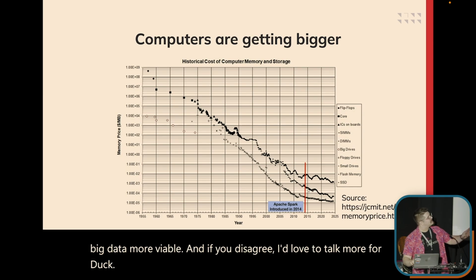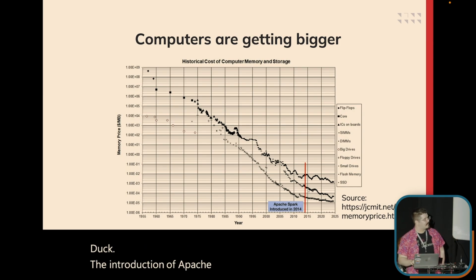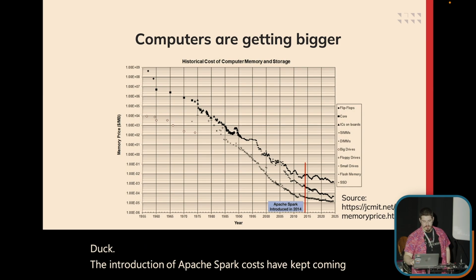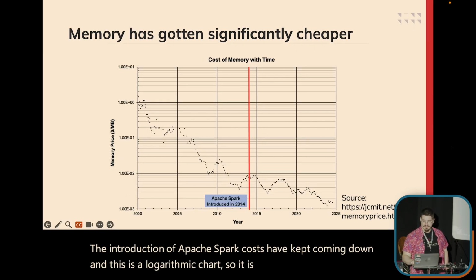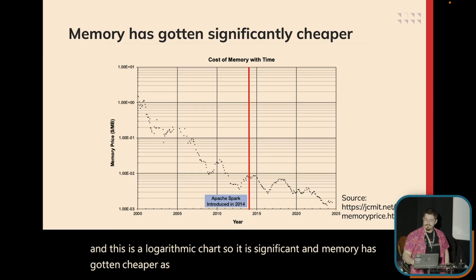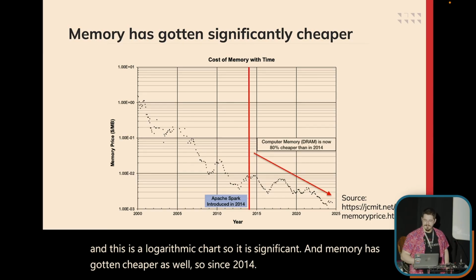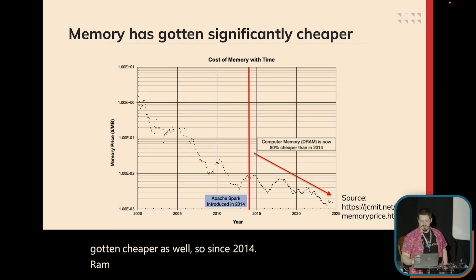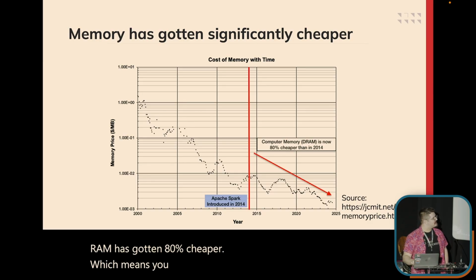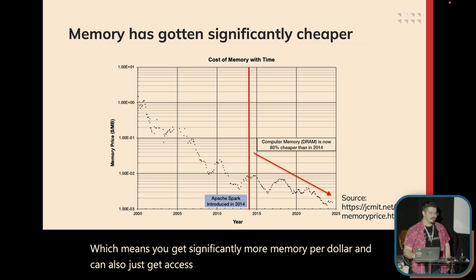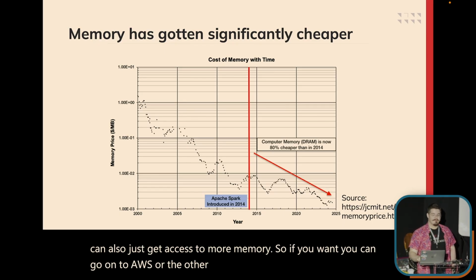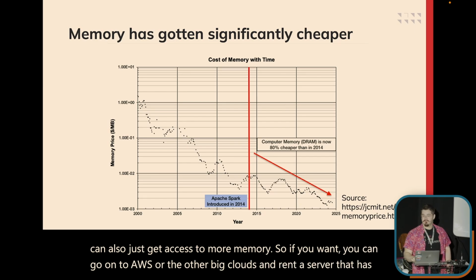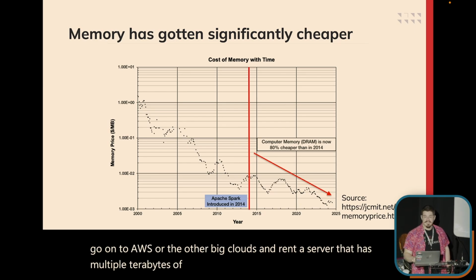Since the introduction of Apache Spark, costs have kept coming down. And this is a logarithmic chart, so it is significant. And memory has gotten cheaper as well. So since 2014, RAM has gotten 80% cheaper, which means you get significantly more memory per dollar and can also just get access to more memory. So if you want, you can go onto AWS or the other big clouds and rent a server that has multiple terabytes of RAM. And it's like $100 an hour.